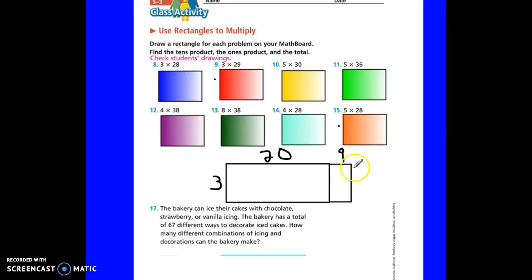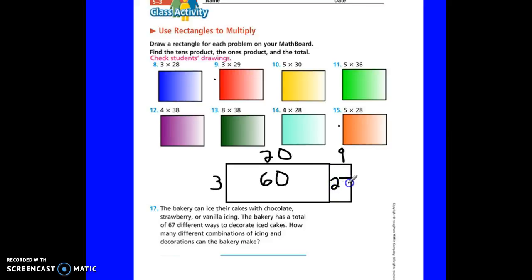And my dimensions aren't right there, but you can kind of get the idea. So 3 times 2 is 6, plus that extra 0. So I get 60. And then I do my 3 times 9, which gives me 27.